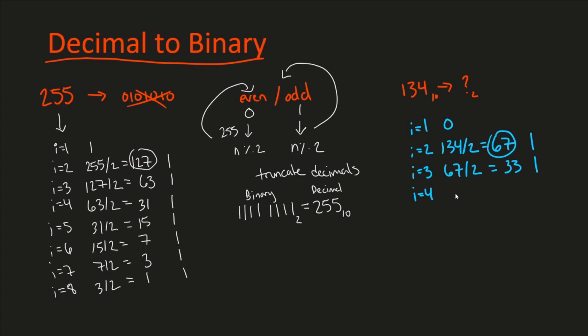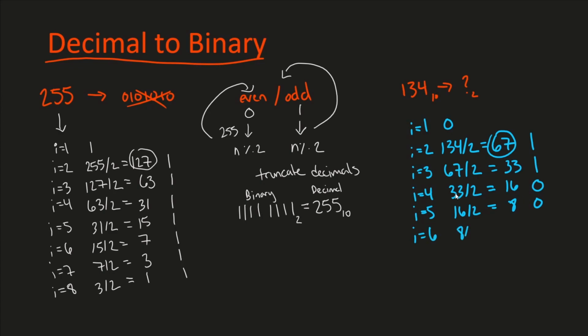So the fourth iteration, 33 divided by 2 is equal to 16.5, or just 16. We're going to drop the decimal. Is 16 an even or odd number? It's an even number. So this time it's a 0. Iteration 5, 16 divided by 2 is 8, an even number. So 0. Iteration 6.